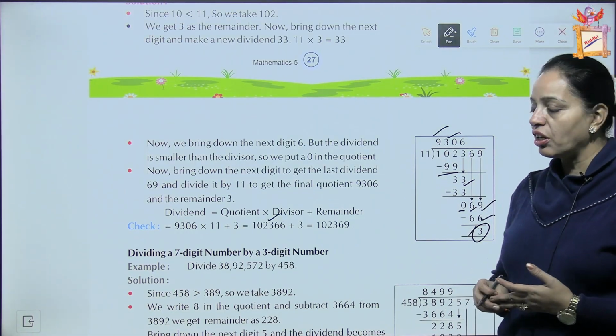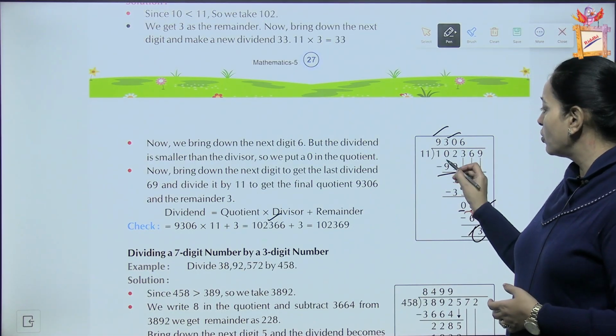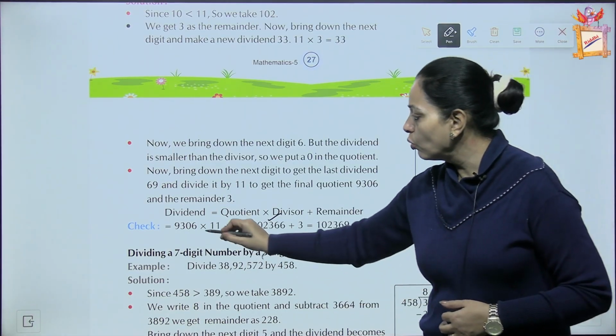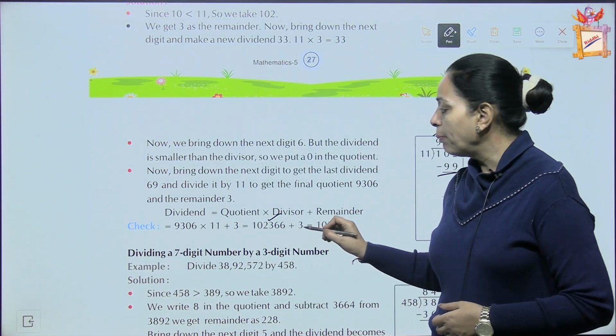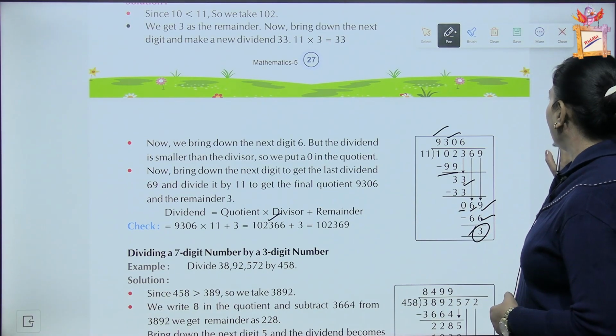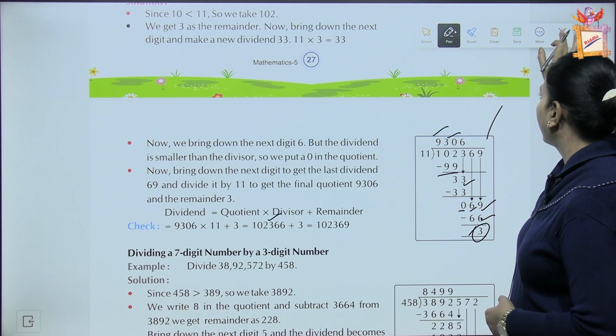Now how we can check our answer? We know dividend equals divisor into quotient plus remainder. So multiply these two and plus 3. So this is the same value. It means our division is correct, right?